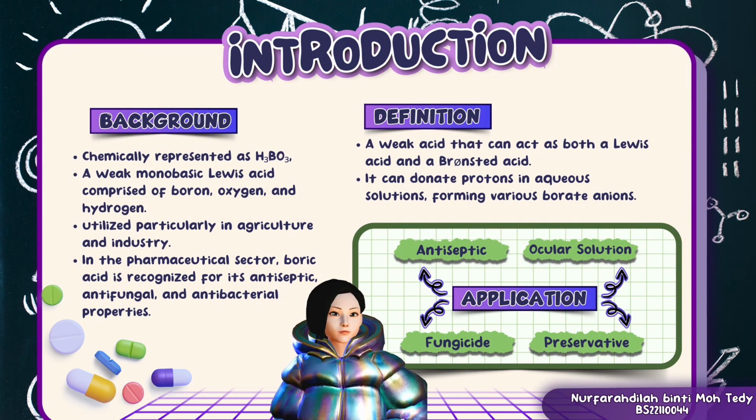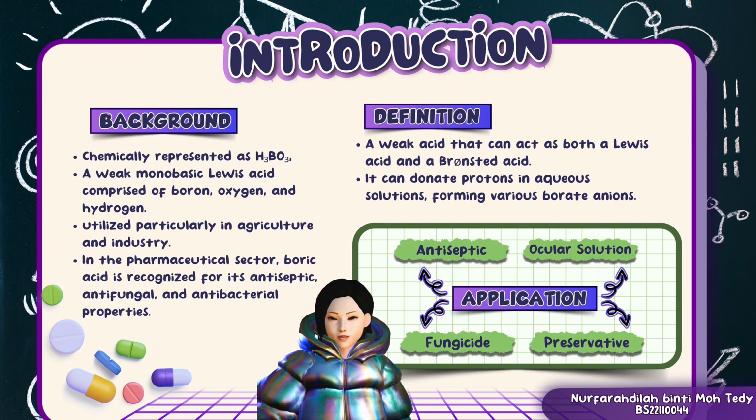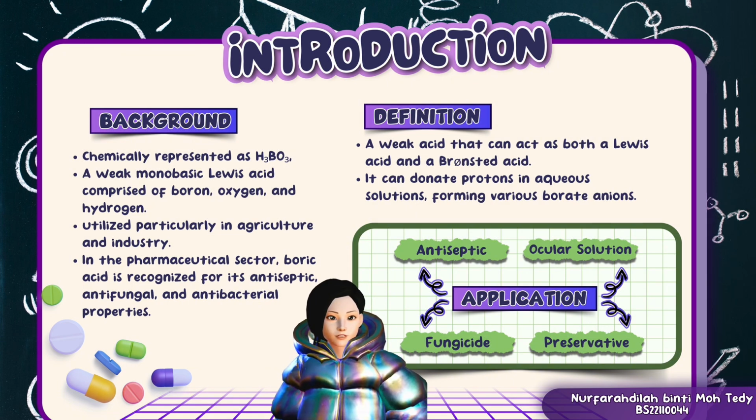Boric acid, chemically represented as hydrogen borate, is a weak monobasic Lewis acid comprised of boron, oxygen, and hydrogen. It has been utilized for various applications since ancient times, particularly in agriculture and industry. In the pharmaceutical sector, boric acid is recognized for its antiseptic, antifungal, and antibacterial properties.